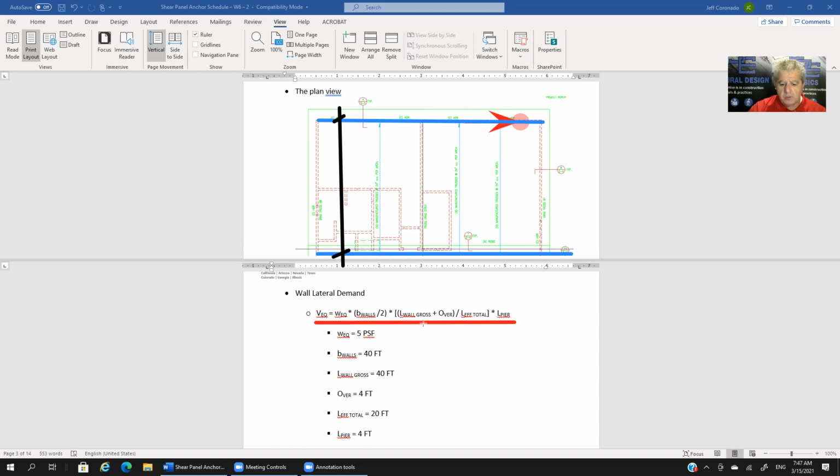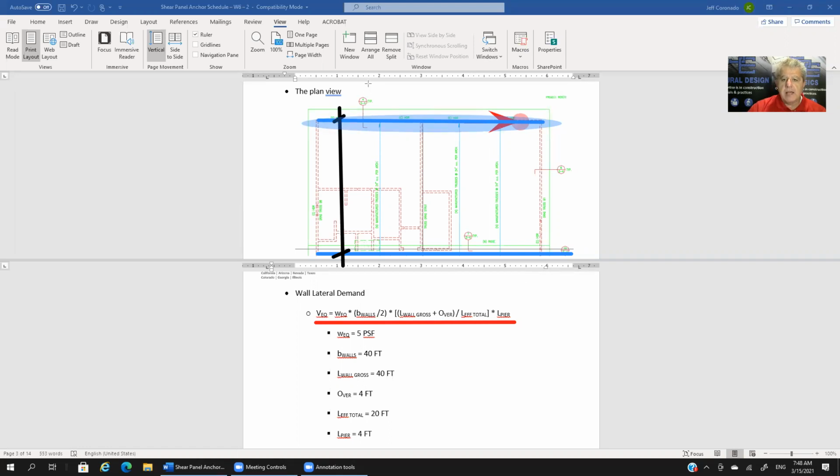The L wall gross is this dimension. L wall gross refers to the gross, the overall length of the wall line, which is in essence the distance represented by the blue line here. That includes any windows or door openings that occur within that wall. That's what we refer to as the L wall gross.